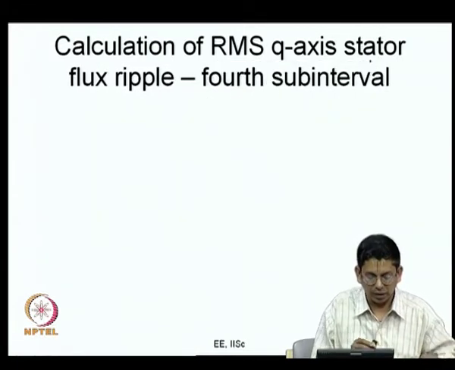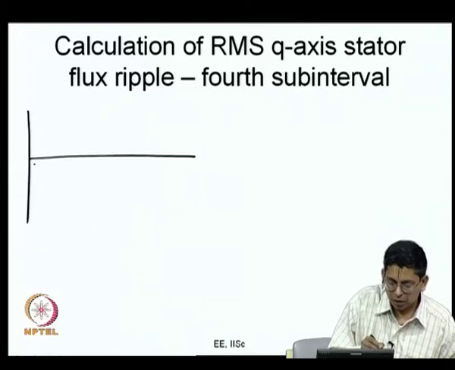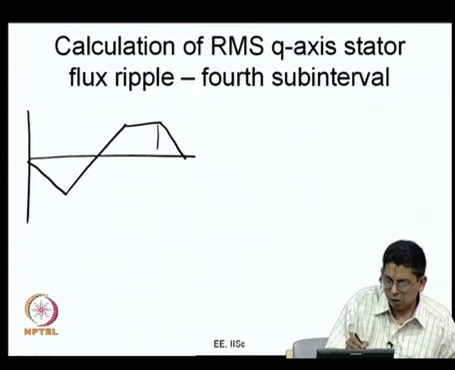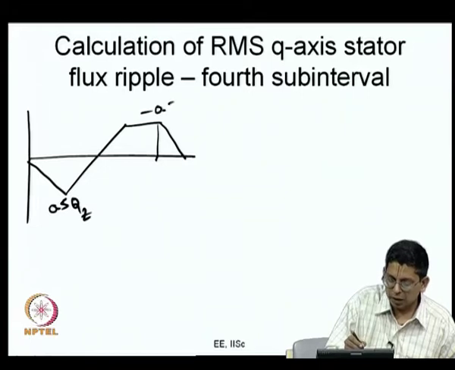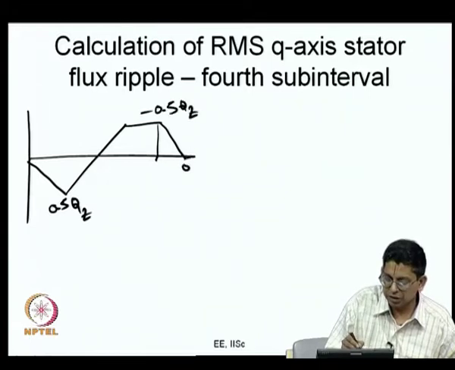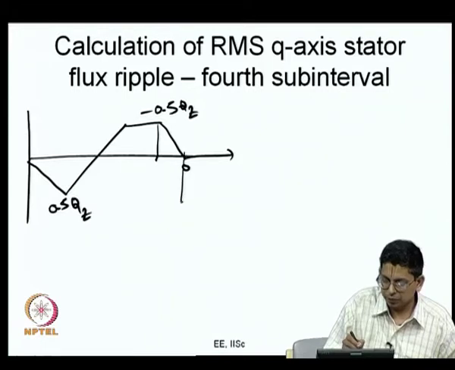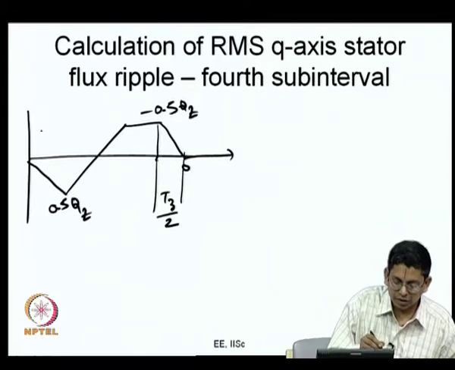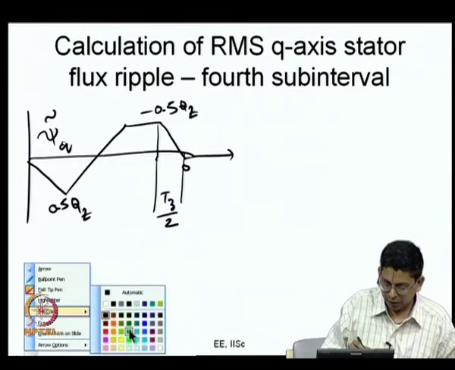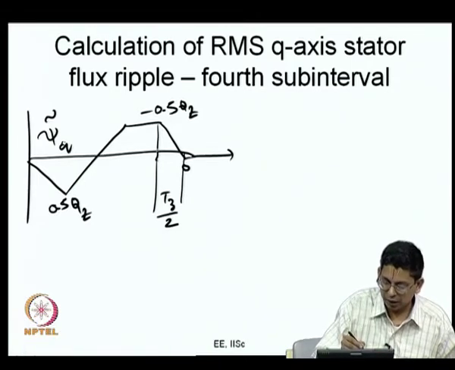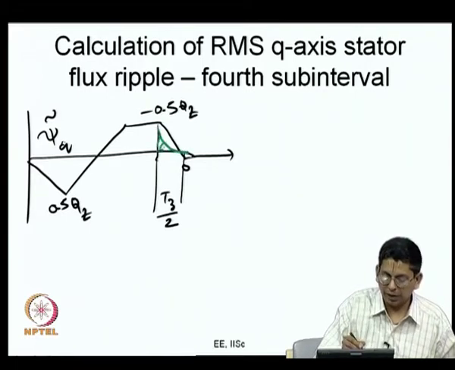Now, how about the last subinterval? The last subinterval is very similar to the first subinterval. So, this is 0.5 qz, the last subinterval it is minus 0.5 qz, from here it is 0, this value is 0. So, this duration is again Tz by 2, and this is psi q tilde I am talking about. I am now going to integrate psi q tilde. So, if I integrate here, I am going to get a parabola like this. I am going to evaluate the area under this parabola.